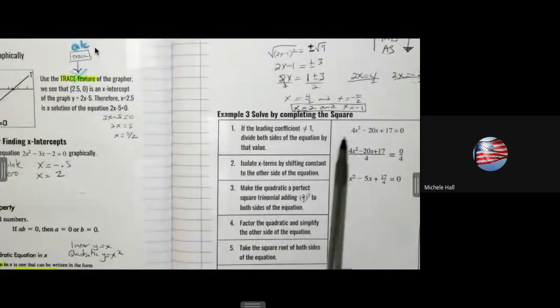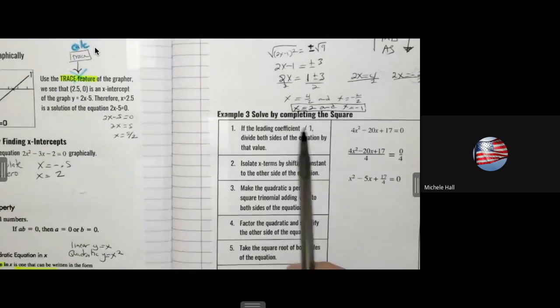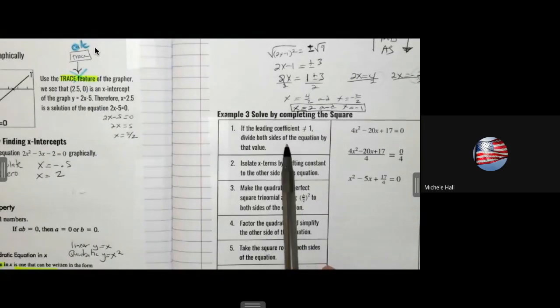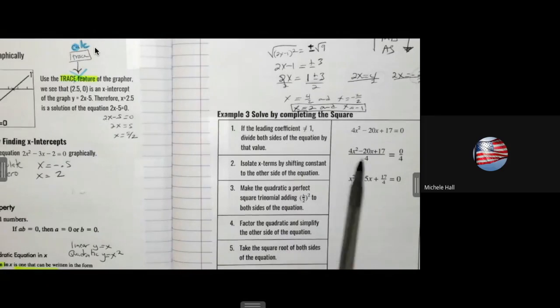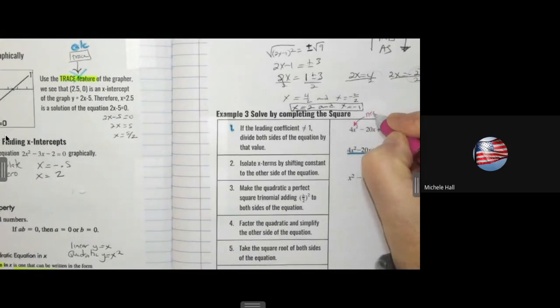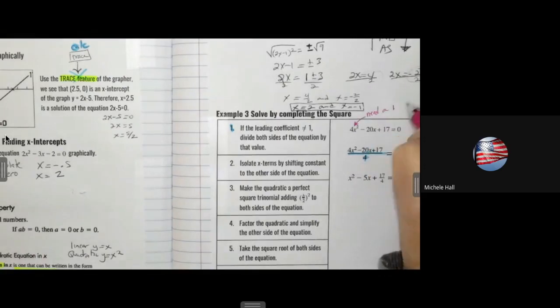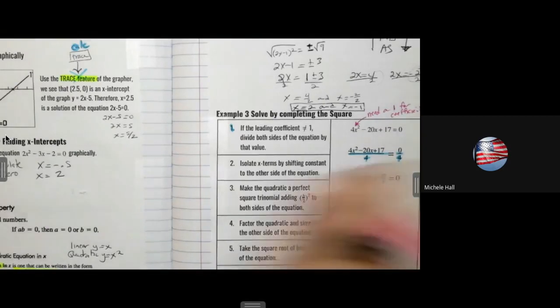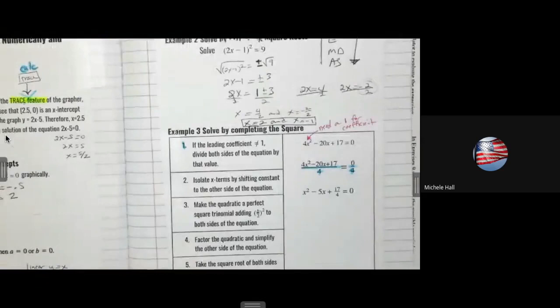Leading coefficient doesn't equal a 1. Here's my leading coefficient. If it doesn't equal a 1, then you have to divide both sides of the equation by 4. Divide by 4, divide by 4. Okay, need a 1 for the coefficient. If you have a 1, you don't have to do this step. But if you don't have a 1, then you have to divide it out from both sides.